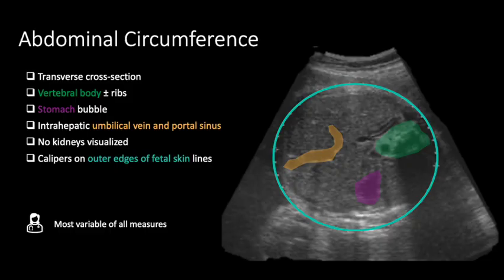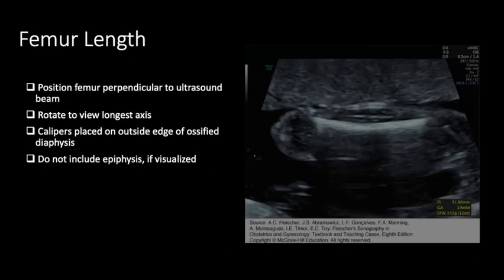The last of our measurements in fetal biometry is the femur length. The femur should be positioned perpendicular to the ultrasound beams as they come in, and rotate your probe to view it in the longest axis possible. Now this can be kind of a challenge, so my trick for this is try to get the bone, whenever you do see it, in the middle of your screen, because oftentimes you'll catch it in a cross section first or at an oblique angle.